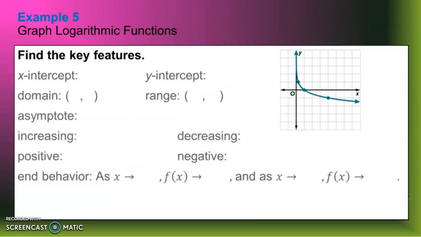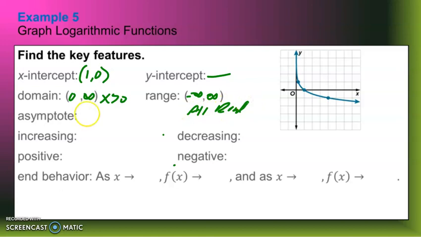So now let's do the key features. The x-intercept stays the same as 1, 0. I don't have a y-intercept. The domain, again, this would be 0 on the low end, positive infinity on the right side, or you could just say x is greater than 0. The range is all real, or you can do negative infinity to positive infinity. The asymptote, x is equal to 0.